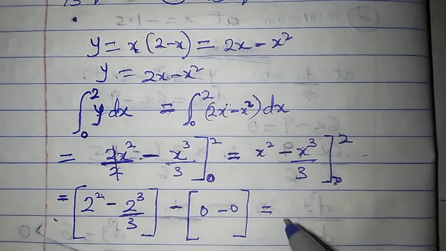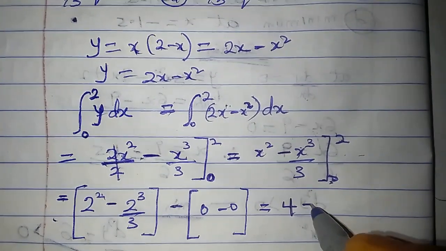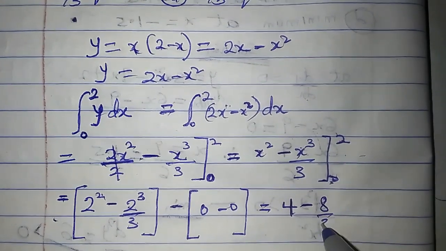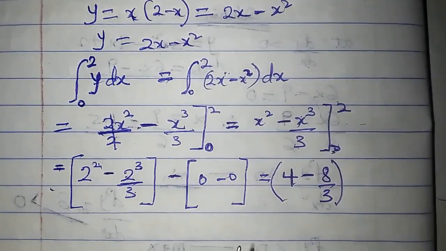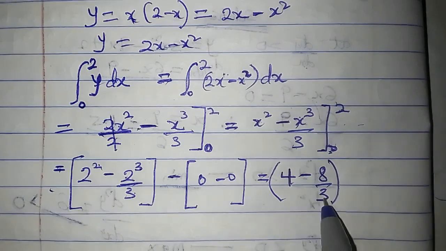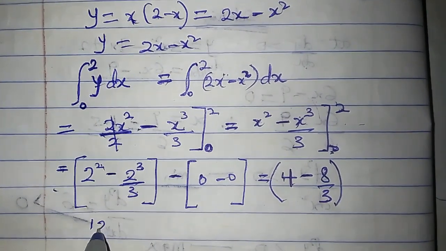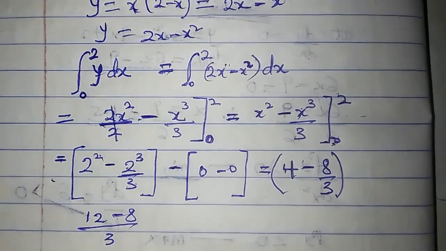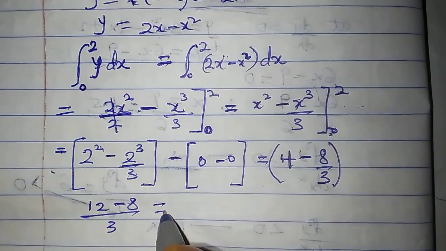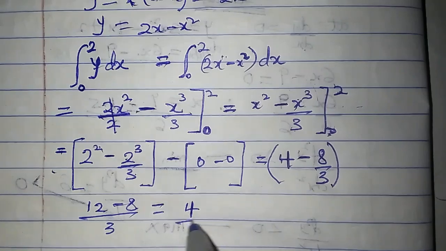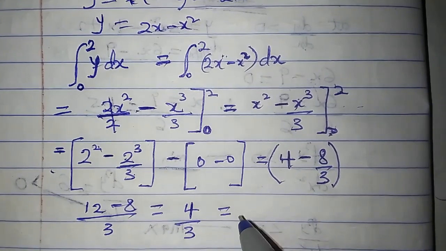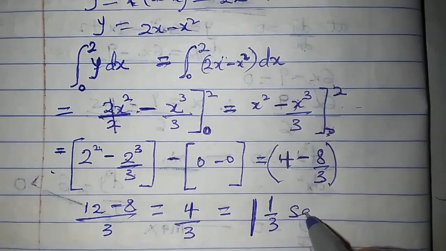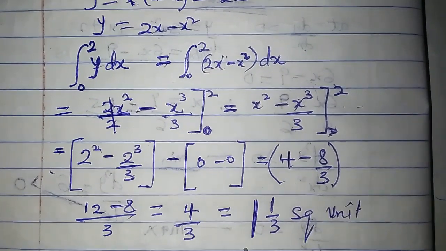Alright, 2 to the power of 2 is 4. 2 to the power of 3 is 8, this is 8 over 3. Now, what is 4 minus 8 over 3? Let's break it down. 3 times 4 is 12, then minus 8 all over 3. What I just did is an alternative to LCM. Okay, 12 minus 8 is 4, and this is actually one whole number, 1 over 3. So I will add square unit to the result.